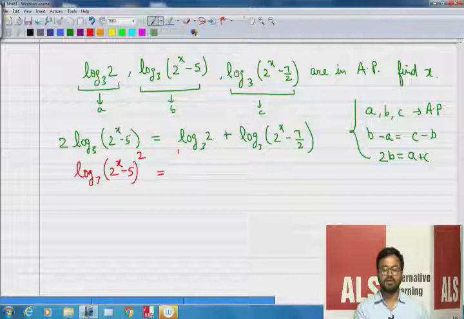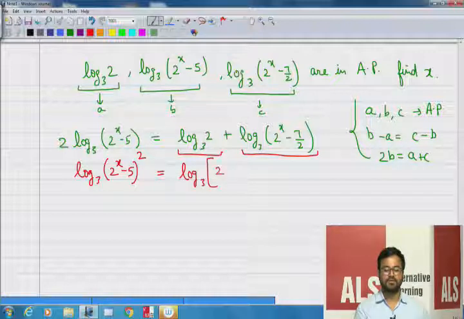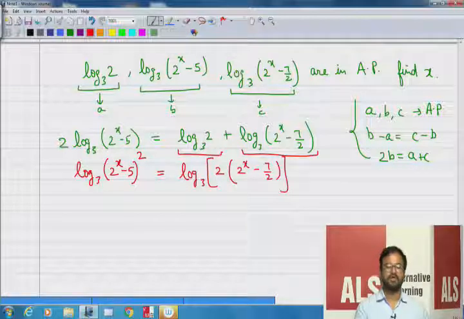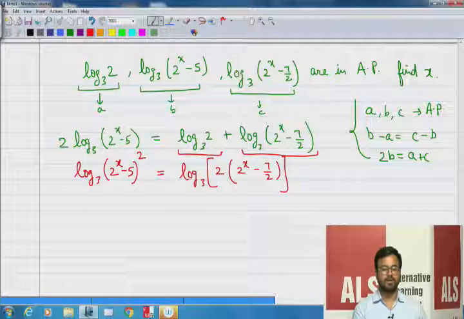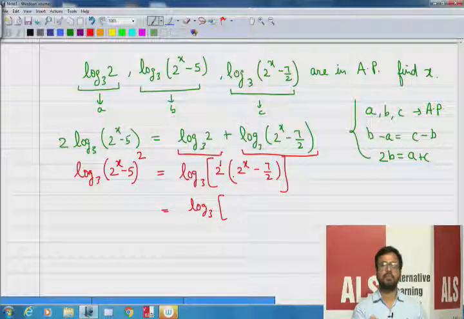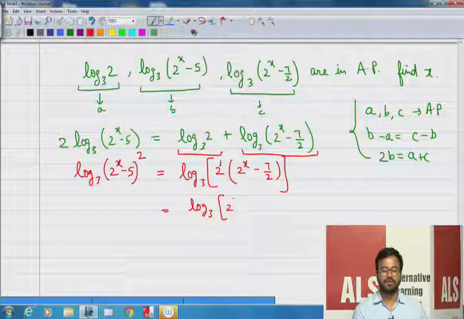Now here it is log of a plus log of b. It means it can be written as log of a into b. So log of base 3, 2 multiplied by 2 power x minus 7 by 2, using the addition to multiplication property. Now you can write it like this, this 2 will get multiplied with both of them. This is 2 power 1. So 2 power 1 into 2 power x, since the bases are same, the exponents will get added, so it will become 2 power of x plus 1 minus 2 into 7 by 2, that will be only 7.